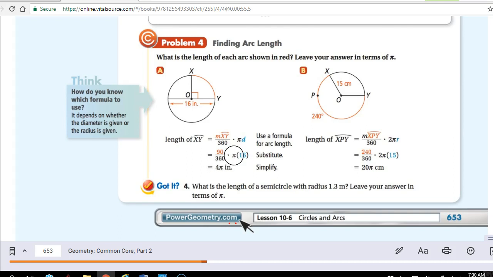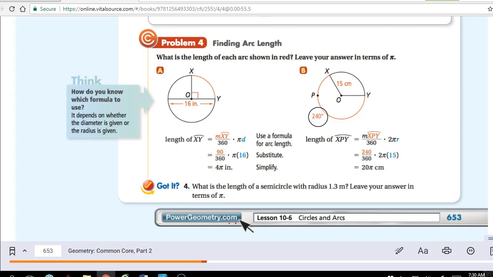Notice I didn't put pi, just bring pi straight down and leave it as part of your answer. That's what it means to leave your answer in terms of pi. It means don't calculate the pi, just leave pi in the answer. So the answer to this one, the length from here to here, is 4 pi inches long.